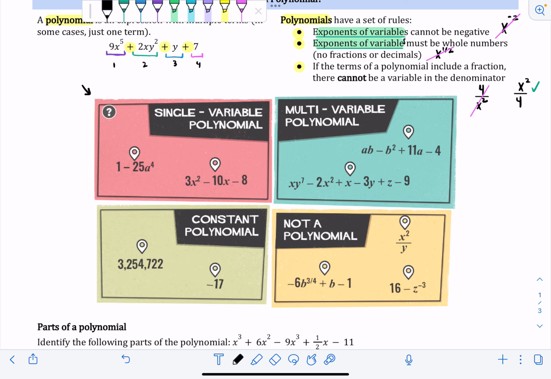If we look at the second one, there's the x squared and the x, so 3x squared minus 10x minus 8, they have the two different x terms, but it's the same letter, so it's the same variable, so it's okay.